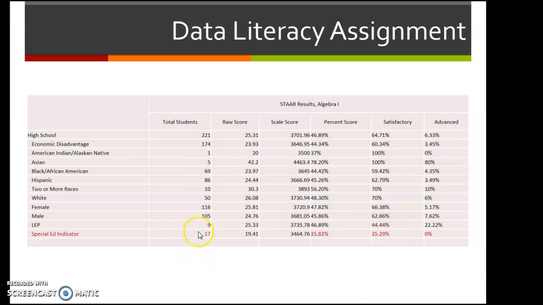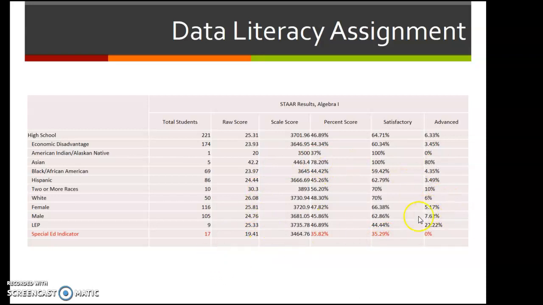And then finally, for the special ed indicator, this is your lowest pass rate of all your groups, which again may be represented in multiple. They may be female, they may be 2 or more races, they may be economically disadvantaged, but looking at our 17 special ed students, they only have a 35% pass rate. None of them scored in the top 5%. So this is definitely a group, because it is larger, definitely a group that you would want to provide an intervention. So that's what's going to be for your recommendations.